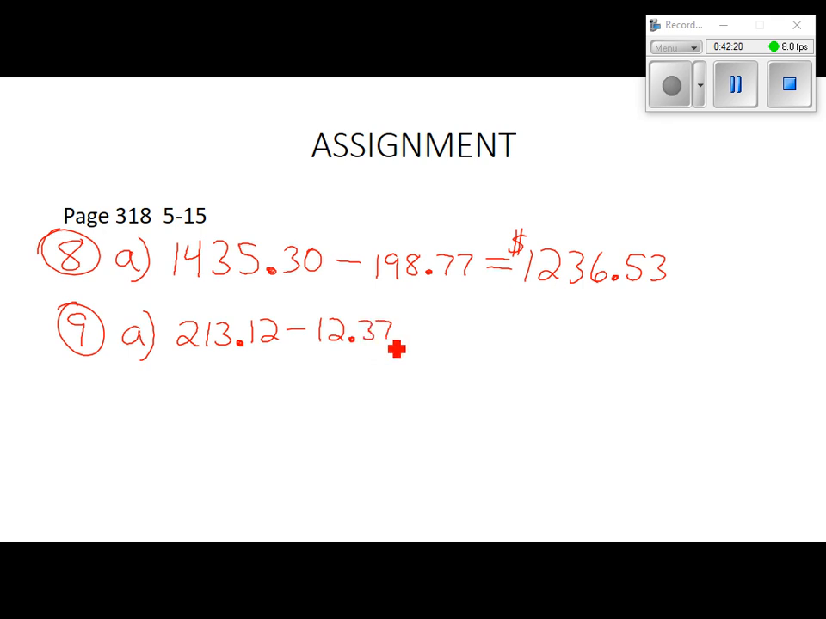$12.37? That's what you're taking off, right? 37 cents. Is that the amount that went towards the interest? Yeah, amount for interest. And what are we gonna do with those two? Subtract them, and that's gonna tell us the amount that is being put towards the actual loan, the principal. $200.75. So that's the answer to part A on that one.